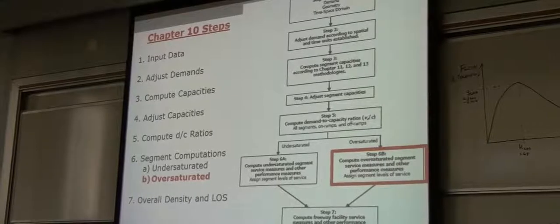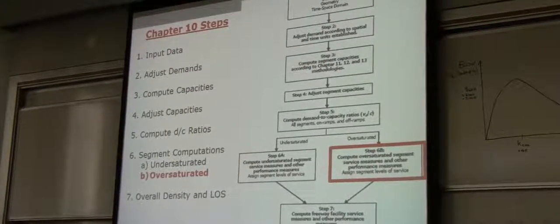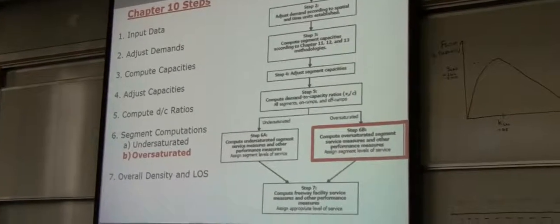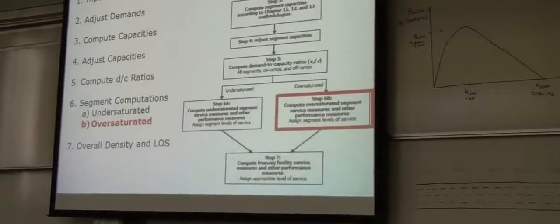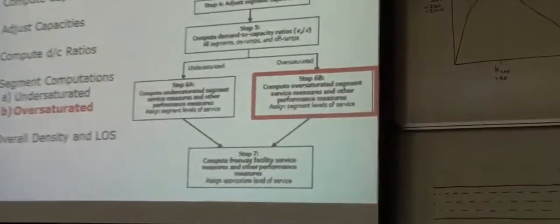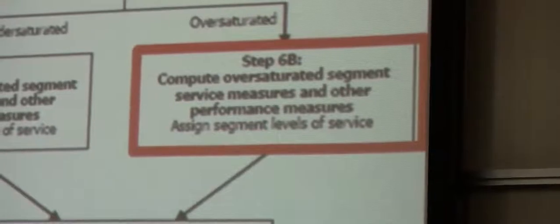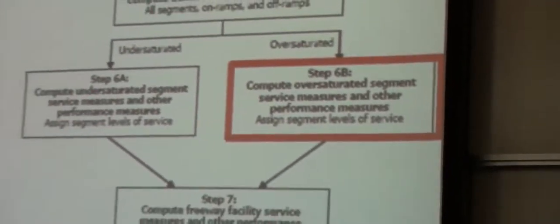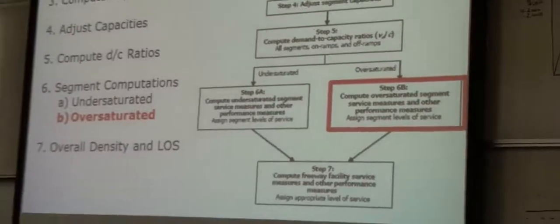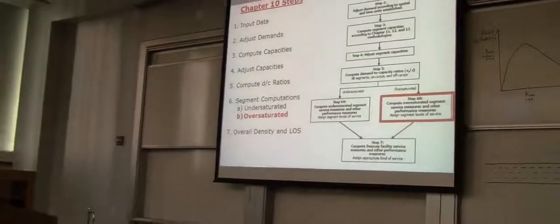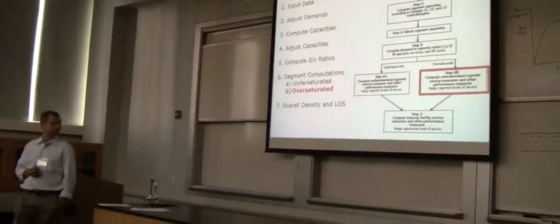You then look at your D over C ratios across all the segments along your facility, and then that's where it gets interesting. If everything is under capacity, if all D over C ratios are less than 1, it's a simple aggregation. But if any segment is over capacity, you go into step 6B, this highlighted box here, and that's the one that then really gets very, very complicated. And really what we're hoping to do today is illuminate a little bit of what's going on inside step 6B, which is described in a lot of detail in Chapter 25. So that's what we'll talk about. And then the last step is just, again, estimating the overall density and level of service.